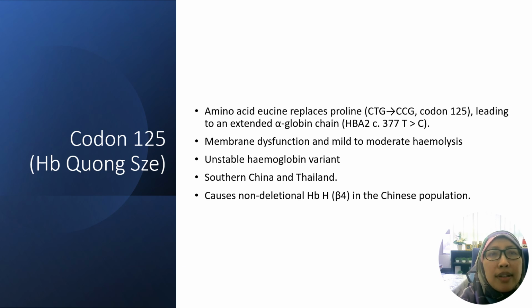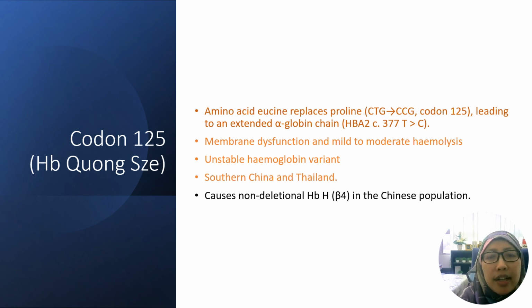Hemoglobin Quong Sze is a less common type of non-deletional mutation resulting from the HBA2 globin gene, in which amino acid leucine replaces proline, leading to an extended alpha-globin chain. So patients with this condition also experience membrane dysfunction and mild to moderate hemolysis. Hemoglobin Quong Sze is an unstable hemoglobin variant recorded mostly in southern China and Thailand. It is one of the major alleles that causes non-deletional hemoglobin H in the Chinese population.